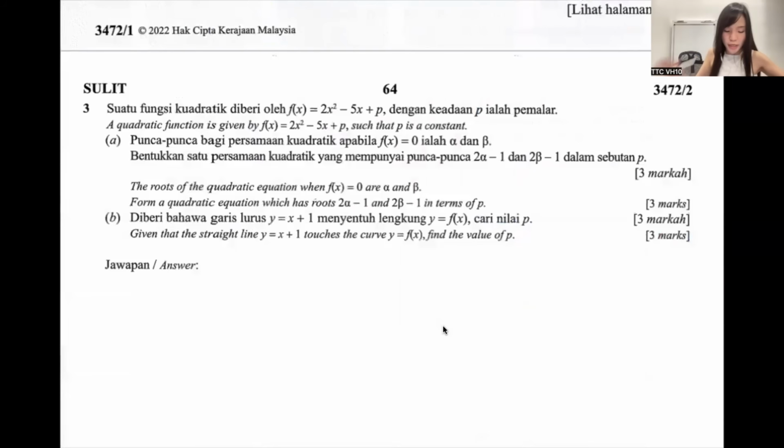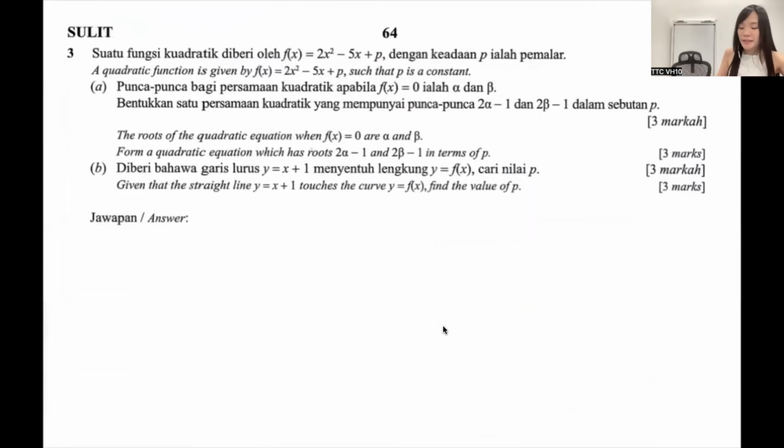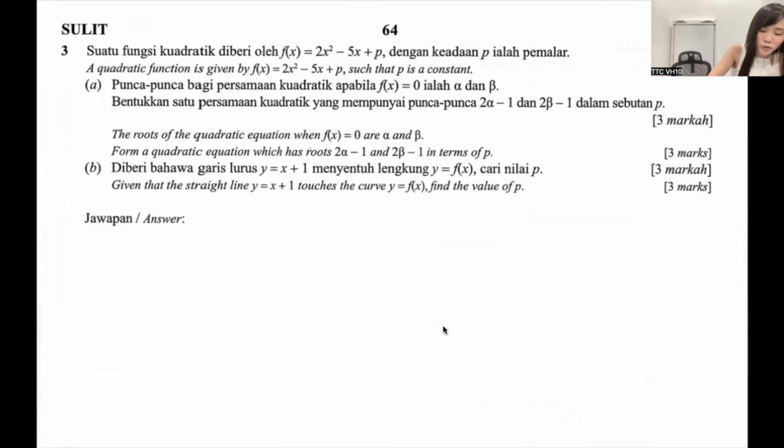Move on. Question 3. They say a quadratic function is given by this, such that p is a constant. The moment I saw the word quadratic function, I straight away know this question is under Form 4, Chapter 2. Let's move on. A, they say, the roots of the quadratic equation when f(x) equals to 0 are alpha, beta. Okay, first thing first, this question gave you an equation. 100% using it, okay?